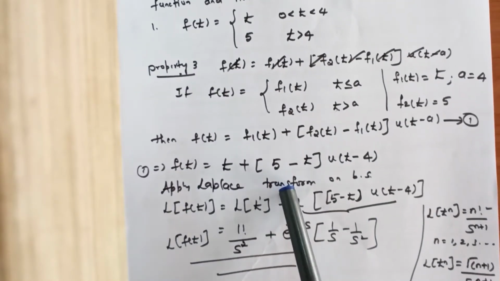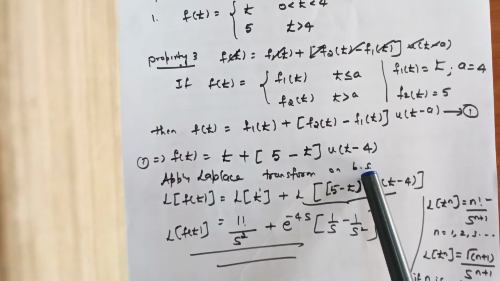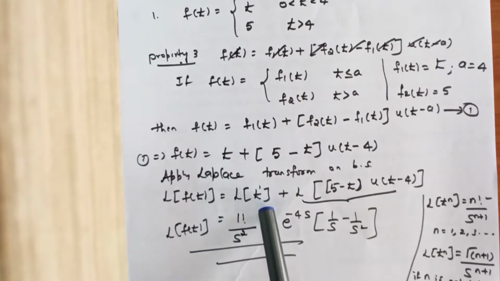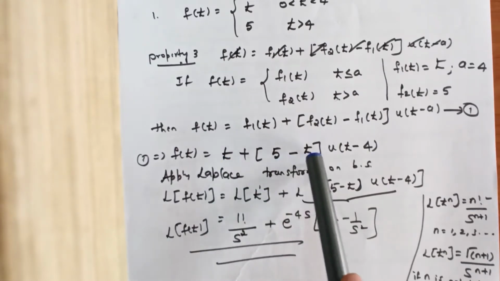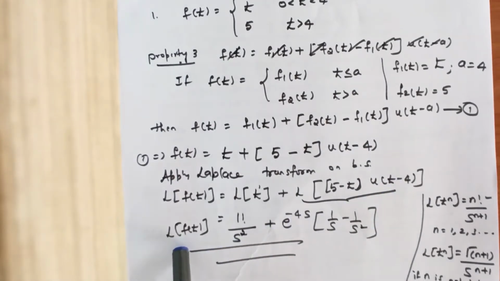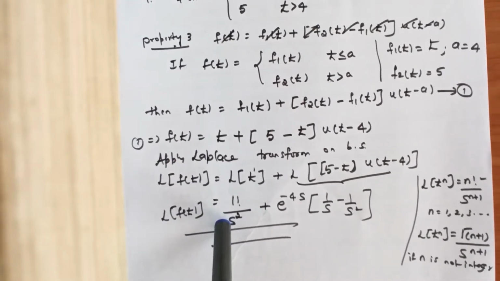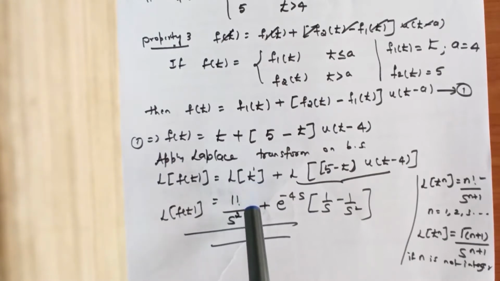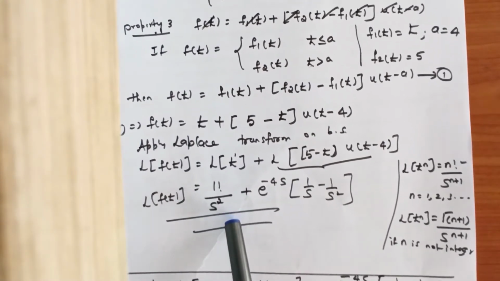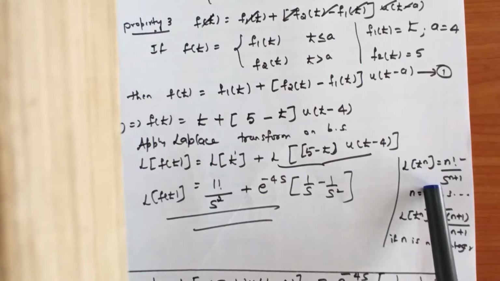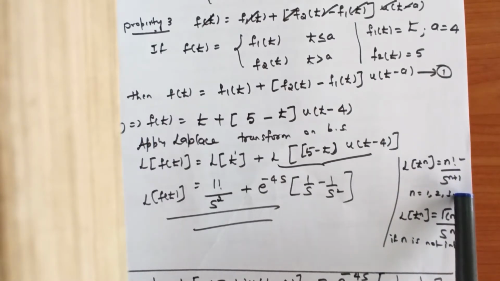Now let us apply Laplace transform on both sides of this function. So we have L of f of t is equal to Laplace transform of t plus Laplace transform of 5 minus t into u of t minus 4. In the next step, what is Laplace transform of t? It's 1 factorial by s square, by using the formula of Laplace transform of t power n. Laplace transform of t power n is given by n factorial by s power n plus 1, when n is equal to 1, 2, 3 and so on.